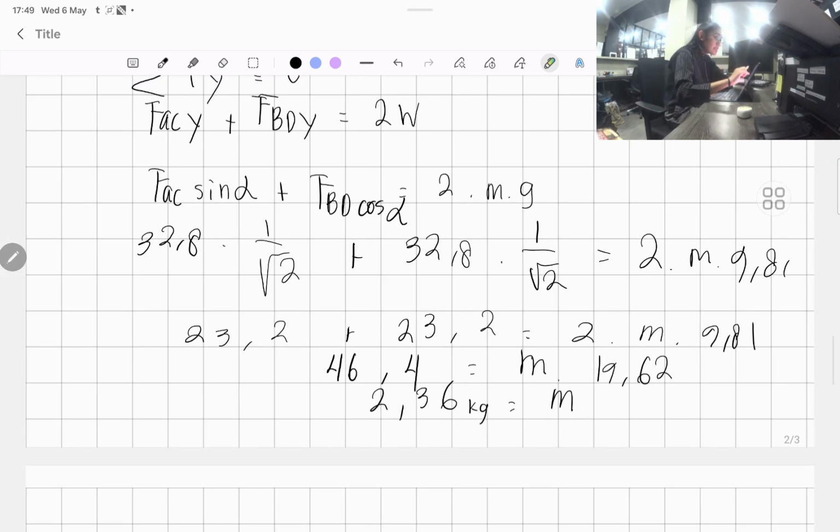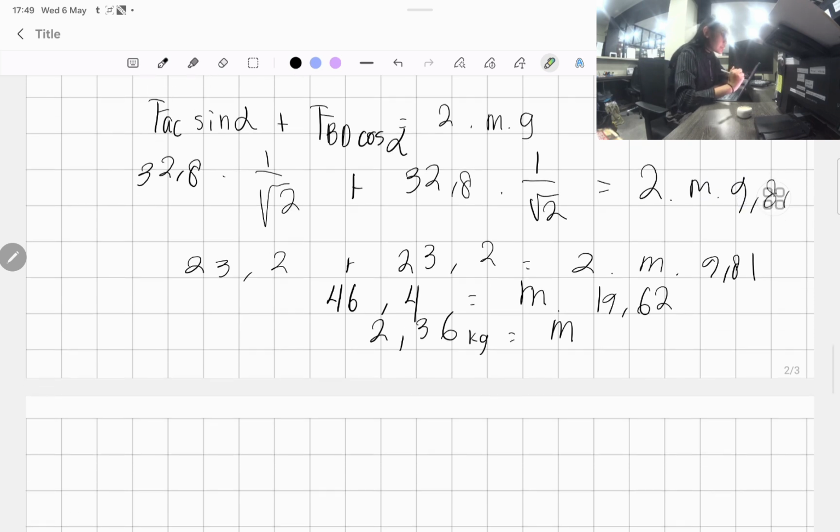Once we have plugged in all of the values, we can just calculate it, and after that we find the mass, which is 2.36 kilograms. That means each of the weights is 2.36 kilograms. That would be all from my explanation. Thank you very much.